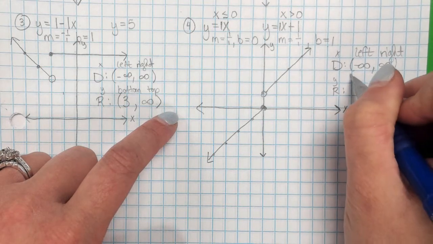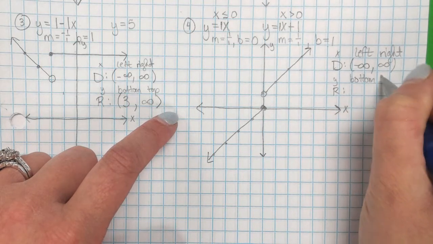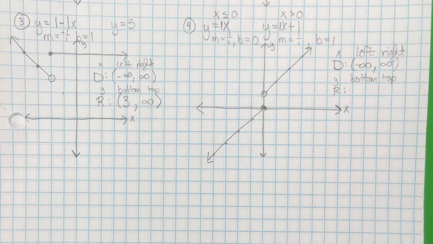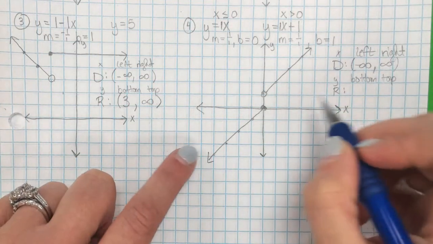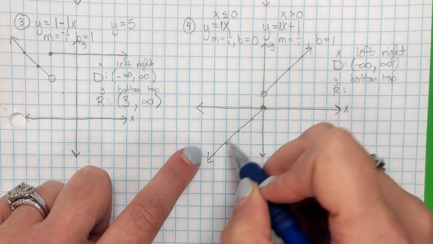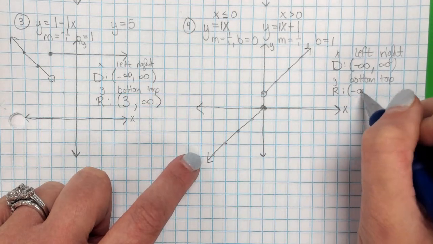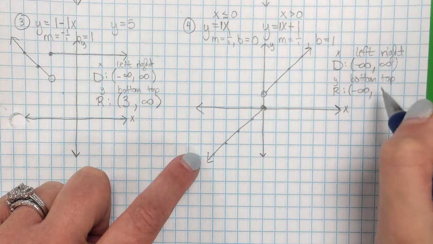All right, range or y's. Remember the song started from the bottom? All right, now you want to think down and up. So this one's going down, that's negative infinity. This one's going up, that's positive infinity.